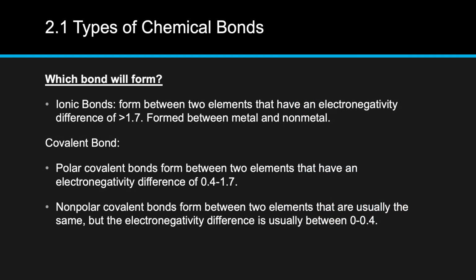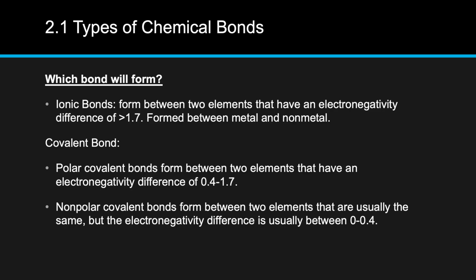So in terms of which bonds will form depending on the different electronegativities, if you have a difference of electronegativity that is greater than 1.7, that's going to be an ionic bond. Now that should make sense to you because the left side of the periodic table has much lower electronegativities than the right side of the periodic table, so there's a big gap between the two, and we know an ionic bond is between a metal and a nonmetal, which is the left side of the periodic table and the right side of the periodic table.